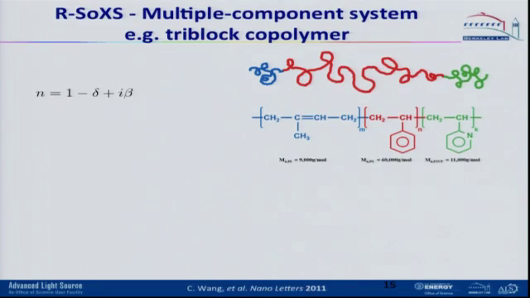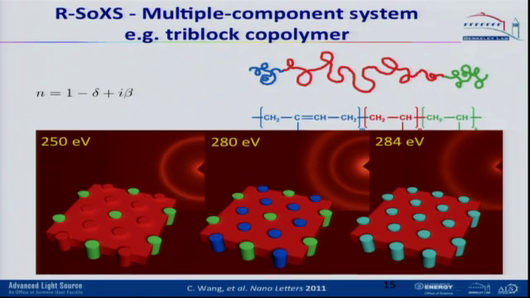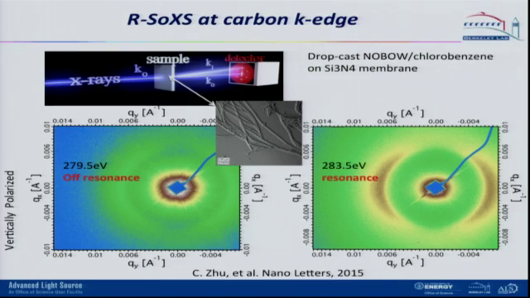This is what people typically do. You have a triblock copolymer with A, B, C different segments, and they have slightly different absorption properties, or delta and beta as a function of energy. So when you go to different energies, you actually see different lattices. This is typically what all these block copolymer people do. But with liquid crystals, what can we do?